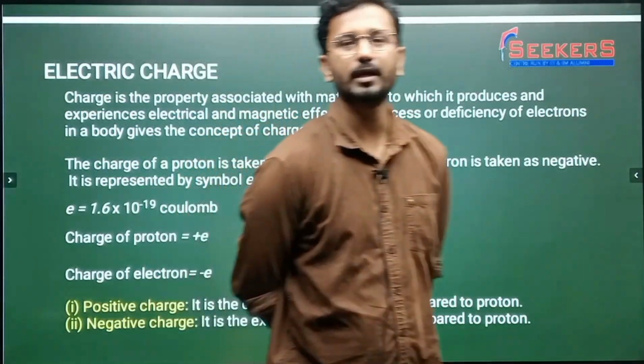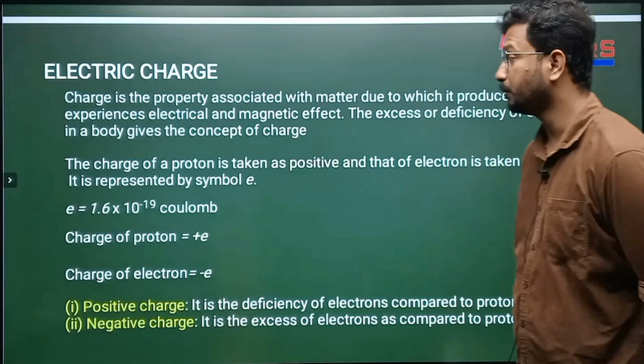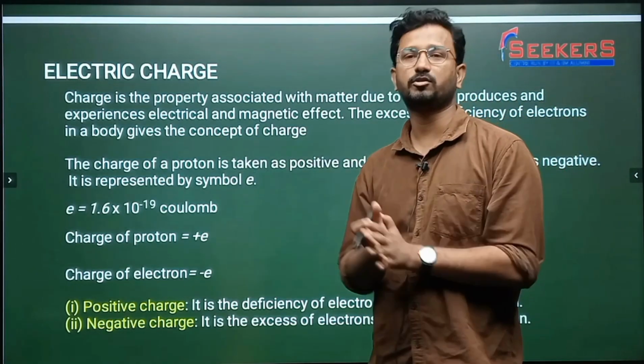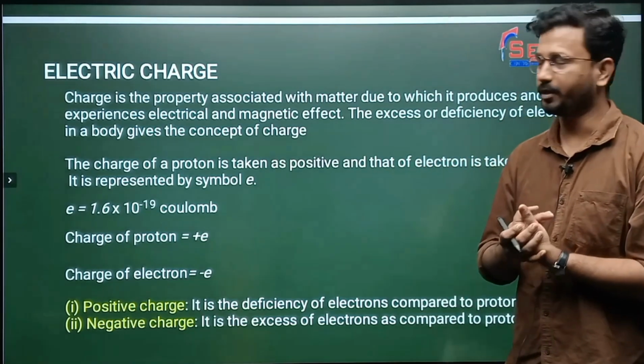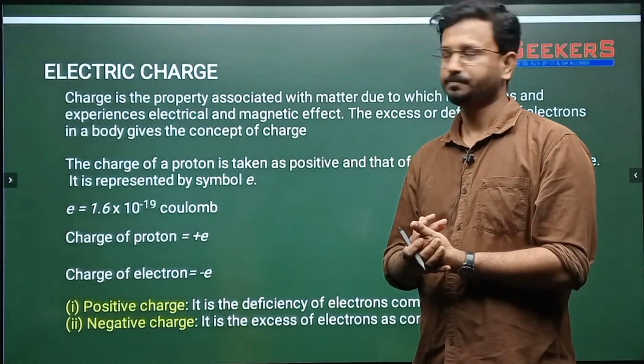For example, if you keep two electrons, there will be a repulsive force between them. Two protons, there will be a repulsive force between them, and one proton and one electron, there will be an attractive force between them. The force depends upon the amount of charge, how much charge is present.